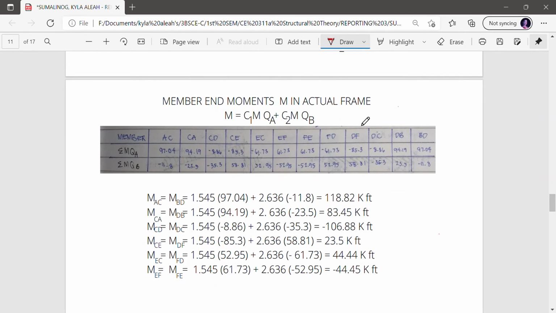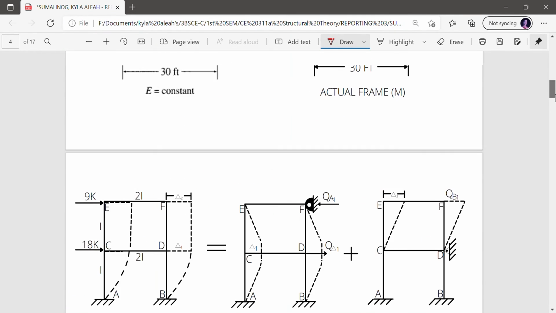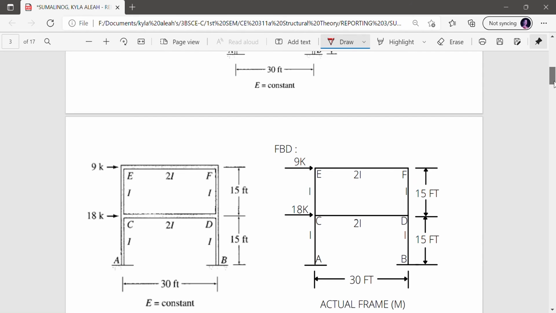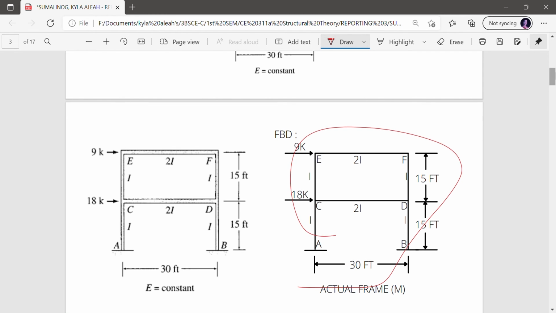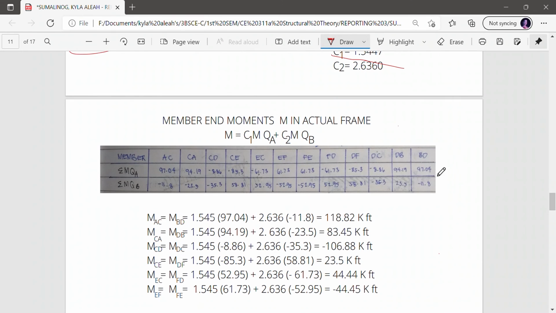Getting the member end moments M in the actual frame. That will be, we are going to solve this one. We are going to get the moments present in this frame using the formula M equals C1 M QA plus C2 M QB.